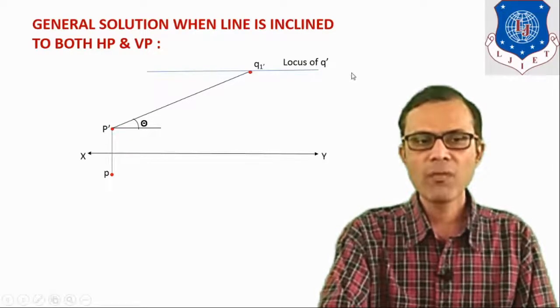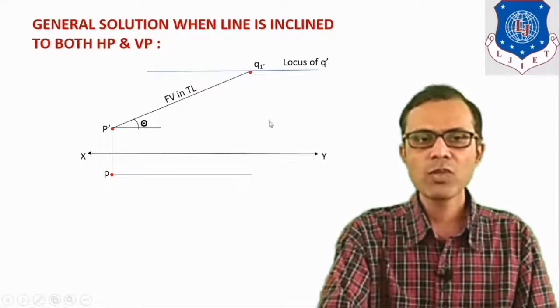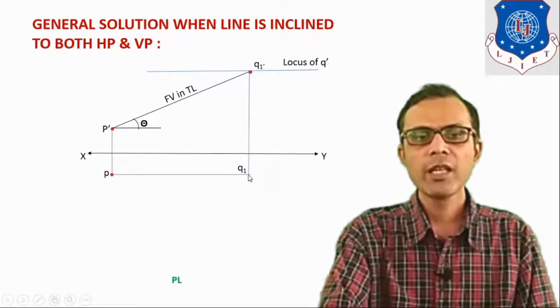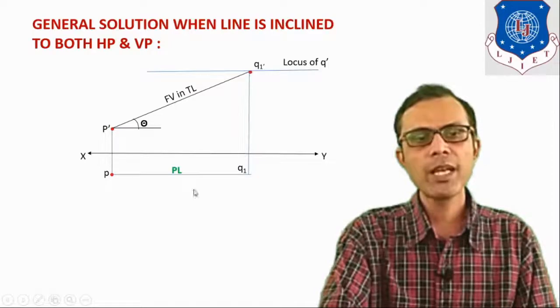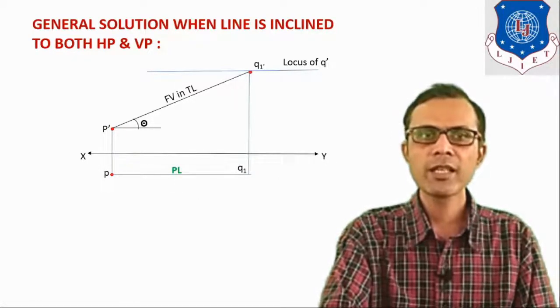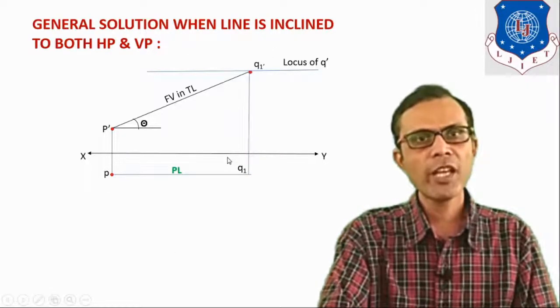Now from the front view, draw the projection lines. From P, draw the projection line, and from Q1 dash also draw the projection line. The intersecting point is Q1, and PQ1 is the plan length. In short form, it is written as PL. So here in this case, the line is inclined to HP only.